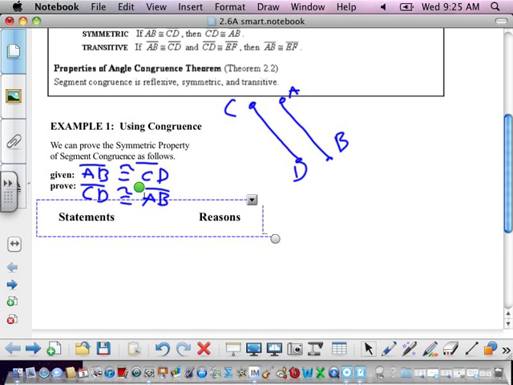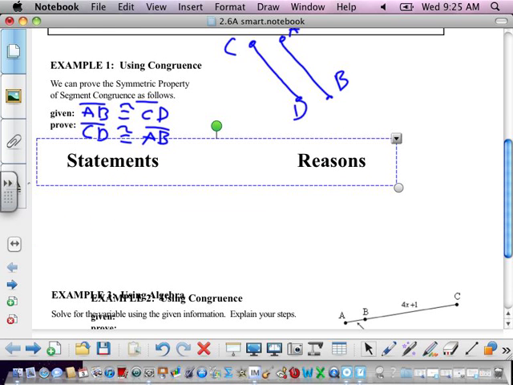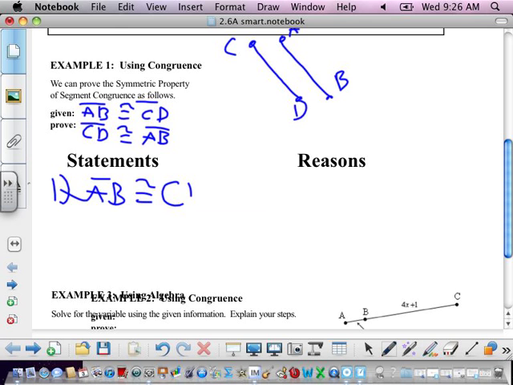So everybody's got these already on their paper. First thing that you've got to write down is the what? What always comes first? Given. AB is congruent to CD, and this is given. I like to list them like 1, 2, 3, just so I can keep track of what I'm doing. I really need you to pay lots of attention to this because your quiz is based on this, and this is brand new stuff.